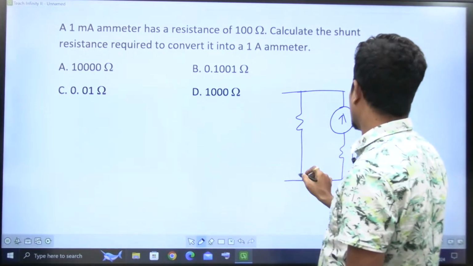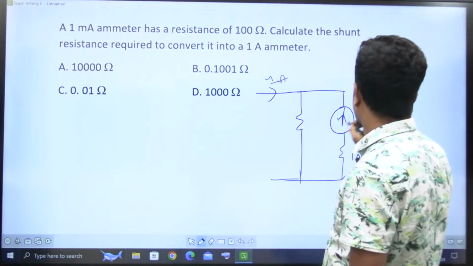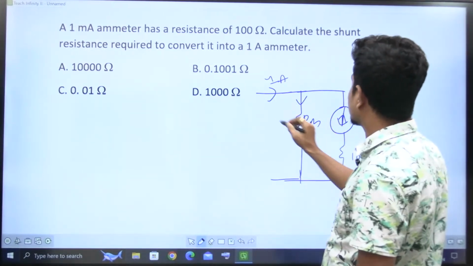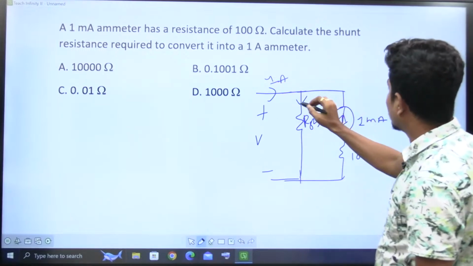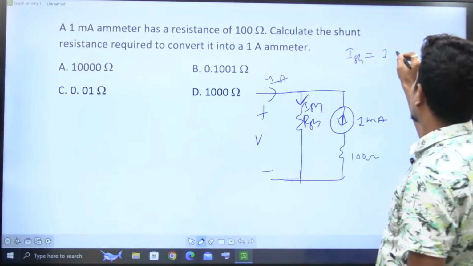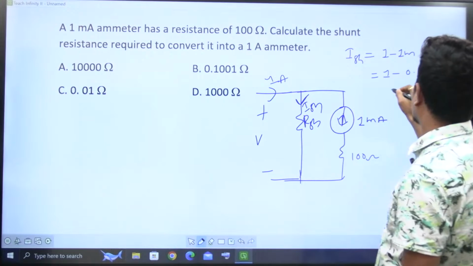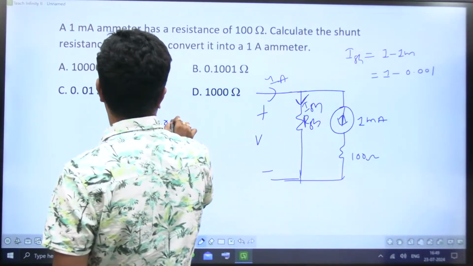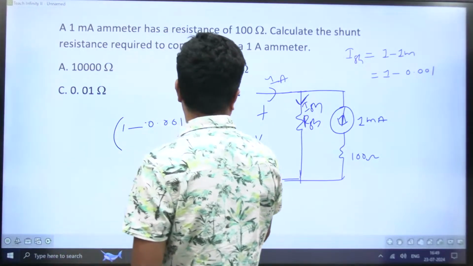He wants to convert this one to 1 ampere. This current is 1 ampere, and this will be fixed at 1 milli. The remaining must go through RSH, the shunt resistance. Voltage V is the same in both cases. ISH, the shunt current, is 1 minus 1 milli, that is 1 minus 0.001, into RSH, is equal to 1 milli into 100.